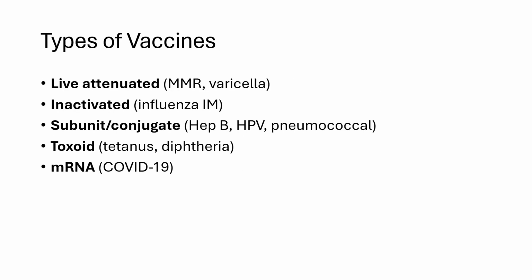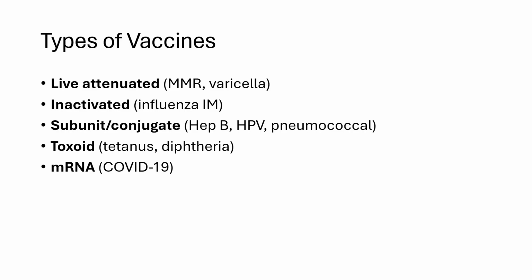So what are our different types of vaccines? Live attenuated: this type of vaccine contains a weakened version of a live virus or bacteria that is still able to replicate but doesn't cause disease in healthy people. So the MMR and varicella are examples. One thing to keep in mind with live attenuated vaccines is that we would not use those in immunocompromised individuals or pregnant patients.